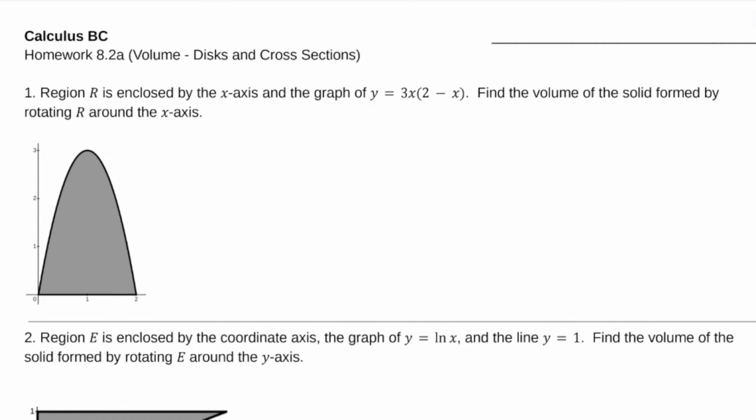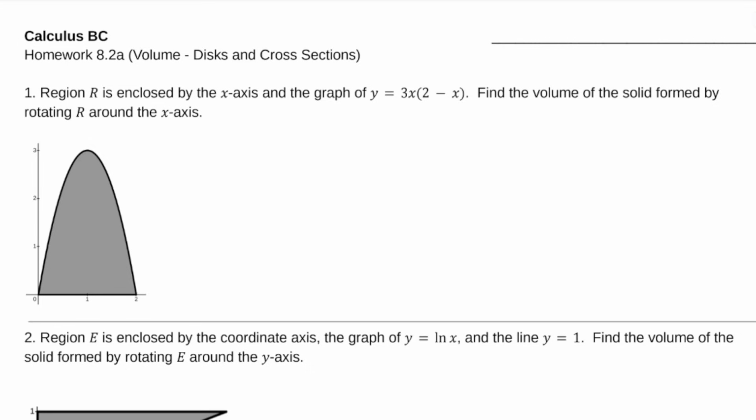Alright, in this video we're going to be working some AP Calculus volume examples, and today we're going to be focused on disks and situations where solids have known cross-sections that are rectangles and squares. So the first one says we've got this region R enclosed by the x-axis and the graph of y equals 3x times 2 minus x. Find the volume of the solid formed by rotating R around the x-axis.